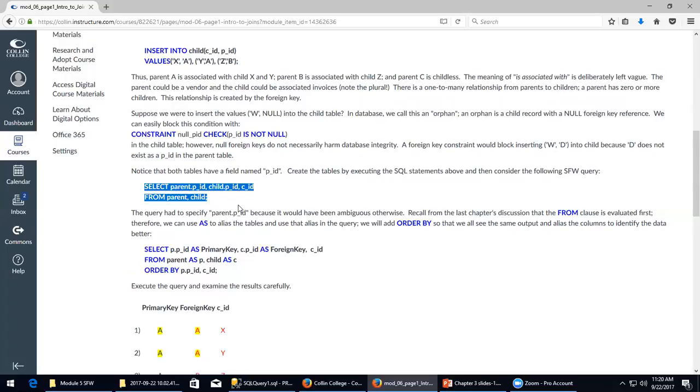Okay. Now, I'm saying here from parent, comma, child. That is a table join. That says take both of those tables and put them in the output. Are you with me? Now, I want you to look at the output of this.